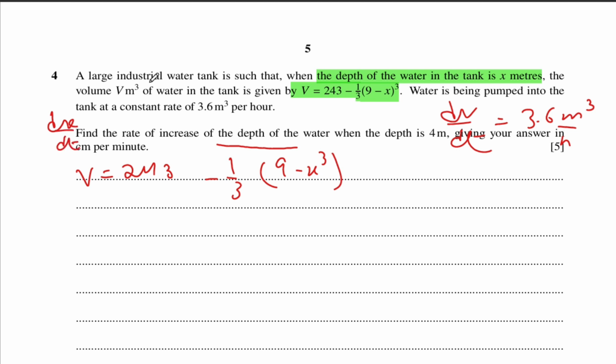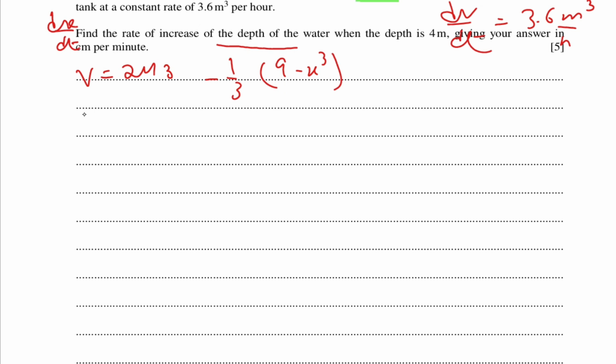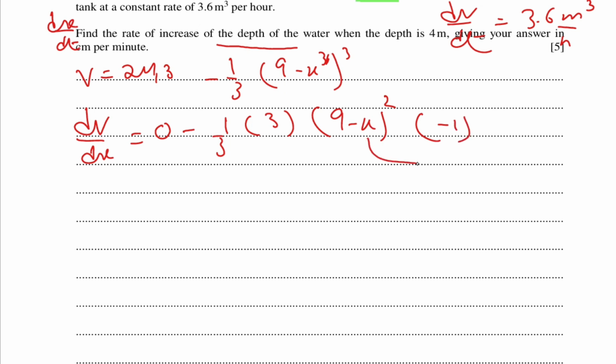Okay, so if we differentiate this, it will become dV by dx with respect to x. 243 we already have, its differential is 0, minus 1 over 3, the cube is outside, times 3 times (9 minus x) to the power 3 minus 1, which is 2, and the other thing is minus 1 will come when we differentiate this term. The 3 will be cancelled by the 1 over 3, so we will be left with (9 minus x) squared, and it will be plus.